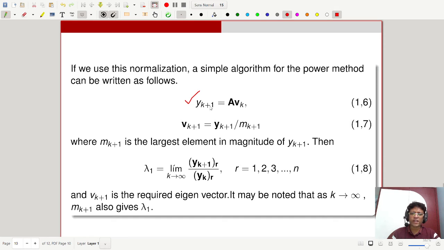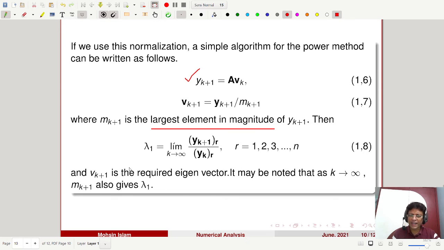So y(k+1) is A times v(k), and this v is the eigenvector. v(k+1) is y(k+1) over m(k+1), where m(k+1) is the largest element in magnitude of y(k+1). Then lambda 1 is the limit as k goes to infinity of y(k+1)_r by y(k)_r, r equal to 1, 2, 3, etc. And v(k+1) is the required eigenvector. It may be noted that as k goes to infinity, m(k+1) also gives lambda 1. So this is the simple algorithm in a very compact form.